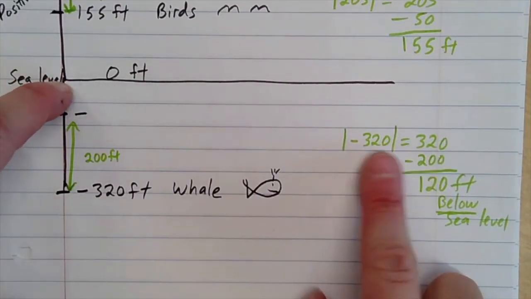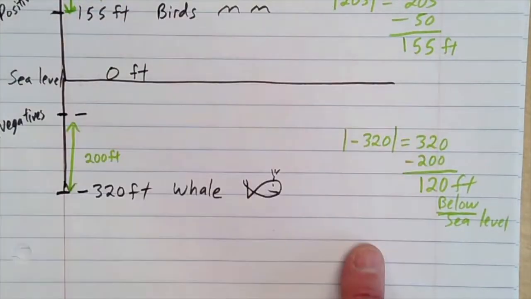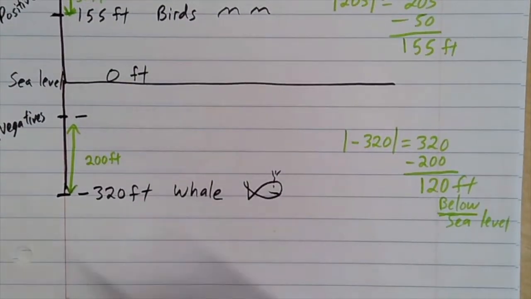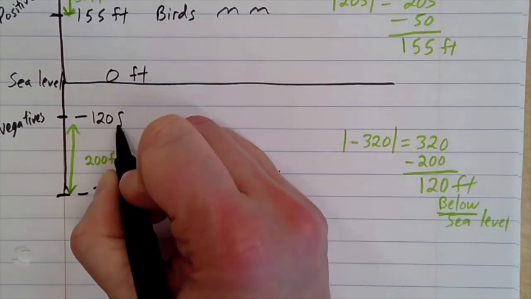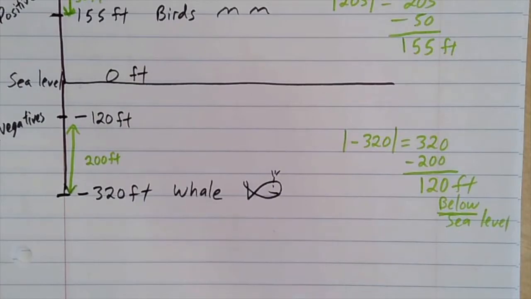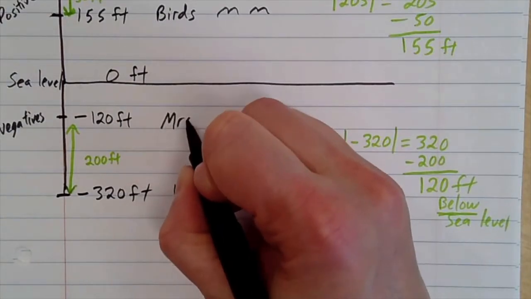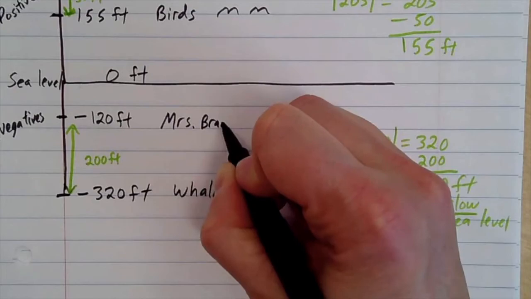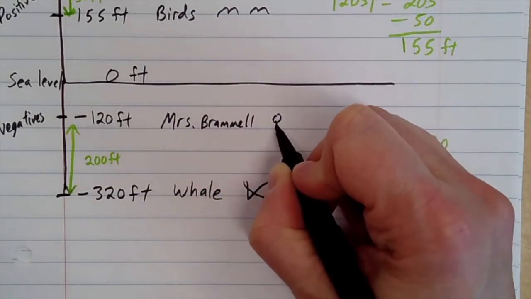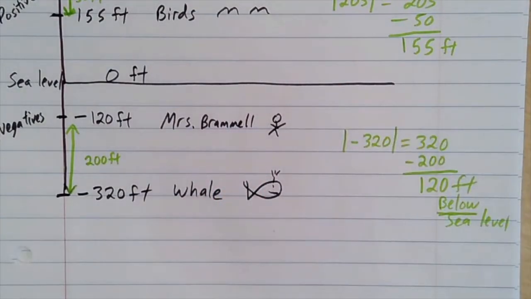But when I'm looking at distances between them, I'm taking their absolute value. So then I'm at negative 120 feet, and that's Mrs. Bramble swimming.